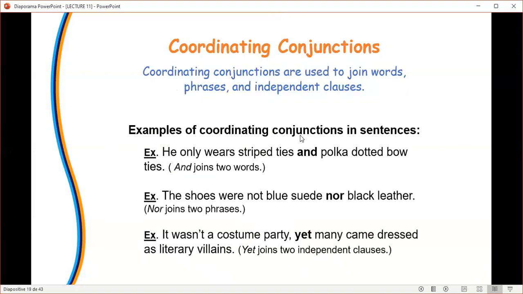Examples of coordinating conjunctions in sentences. Example number 1: He only wears striped ties and polka-dotted bow ties. Okay, so here, as you see, and joins, vous avez la coordination entre here two words. Example 2: The shoes were not blue suede nor black leather. Okay, so here you have nor joins two phrases. 3: It wasn't a costume party, yet many came dressed as literary villains. So yet joins two independent clauses.